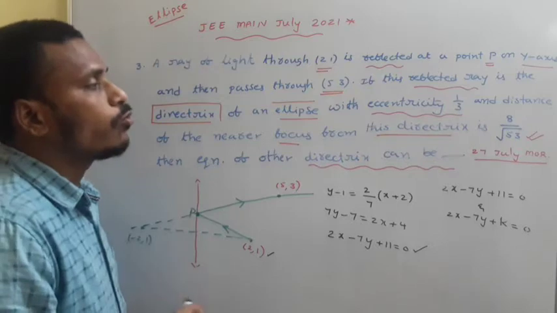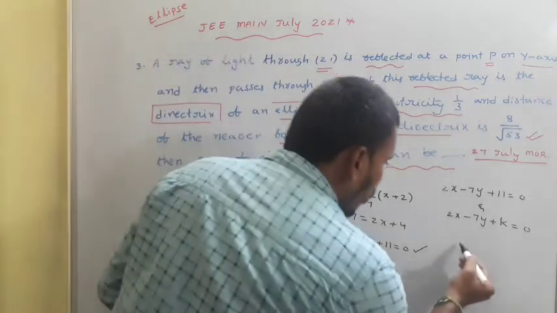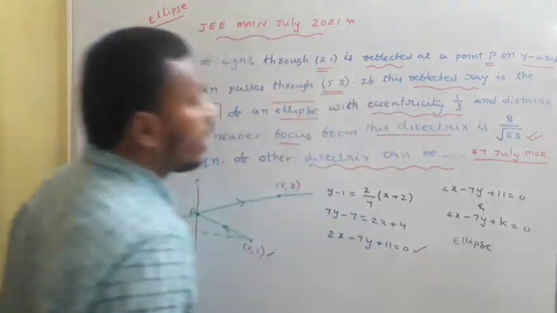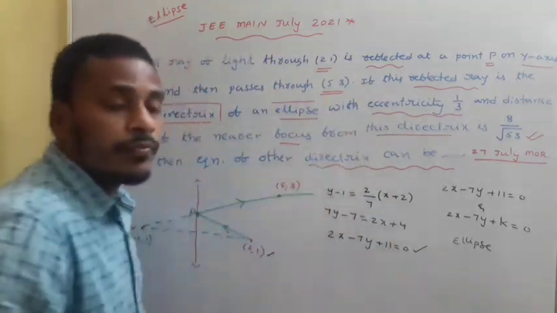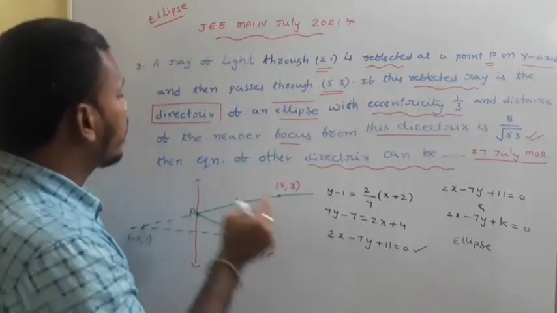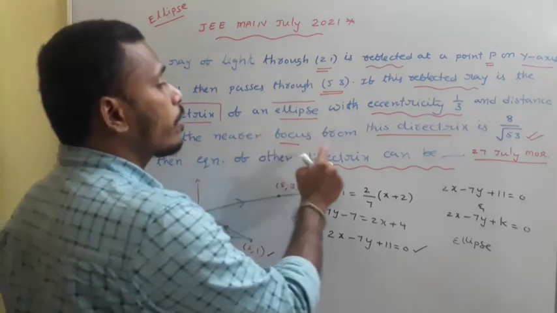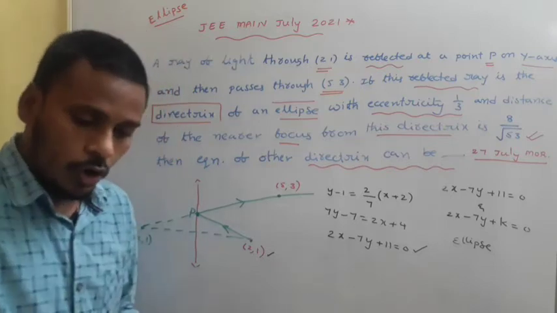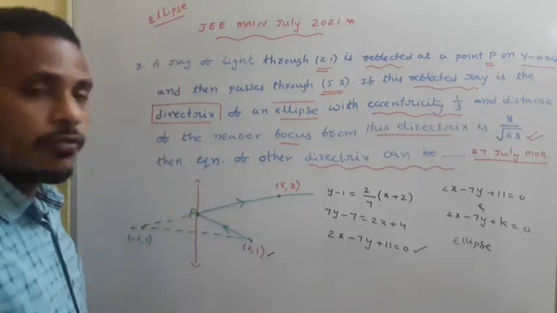So for that we need to move with the concepts of ellipse. These two are directrices for the ellipse, and eccentricity is also given as well. The distance of the nearer focus from the directrix is given as 8 by root 53. Okay. I am erasing this part now for the space.